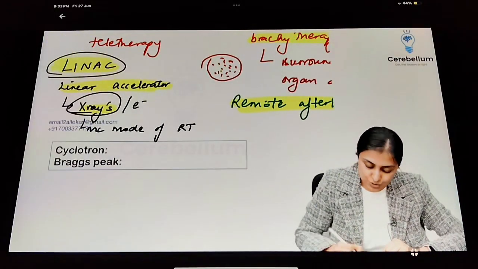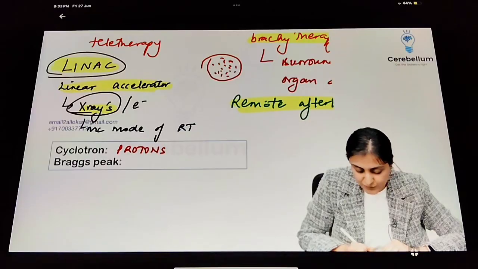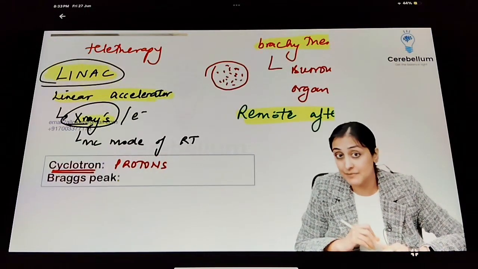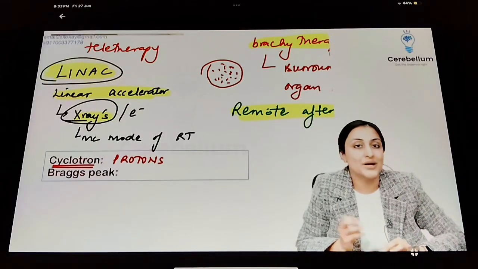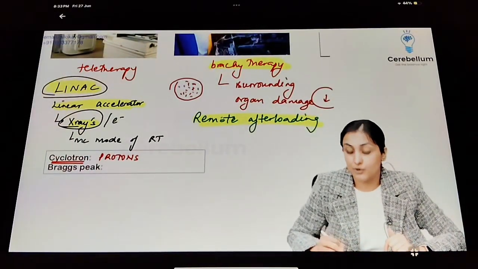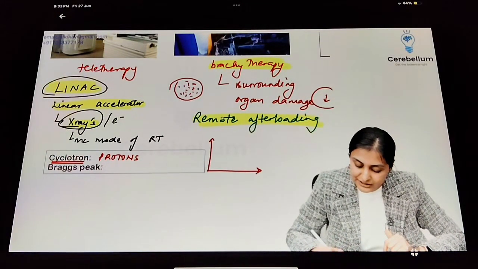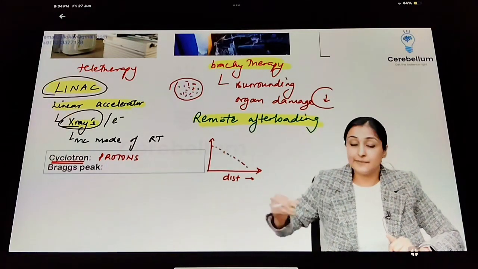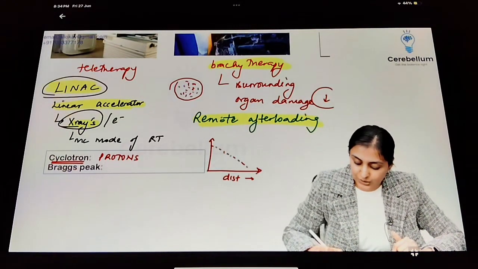Cyclotron is something that is used to make protons. This is something which is very expensive, very new. We have only one cyclotron in India, which is in Apollo, Chennai. It's not even there in AIIMS. So cyclotron is used for protons. Now, why so expensive? It is expensive because of its special property. See, X-ray, gamma rays, everything else has this property that as the distance from the tumor increases, the effectivity keeps decreasing. But protons have a very unique effect.